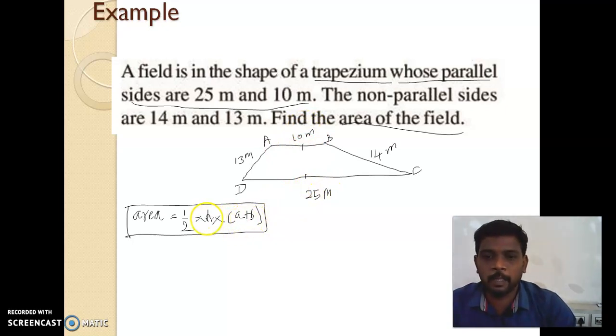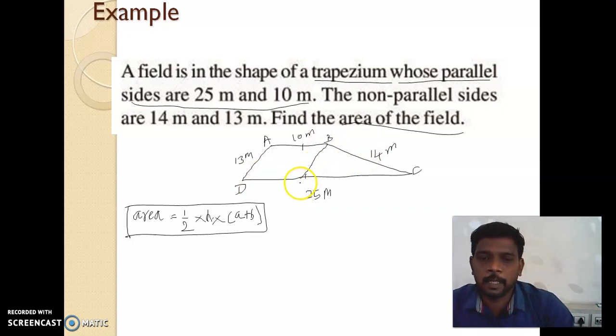But what about the height? We don't know the height. So how can you find the height? If you know the height, you can directly find out the area of the trapezium here. But here the height is not given. So how can we find out the area of this trapezium? One construction we have to do here. Now I am going to draw a line which is parallel to AD, from B, like this.